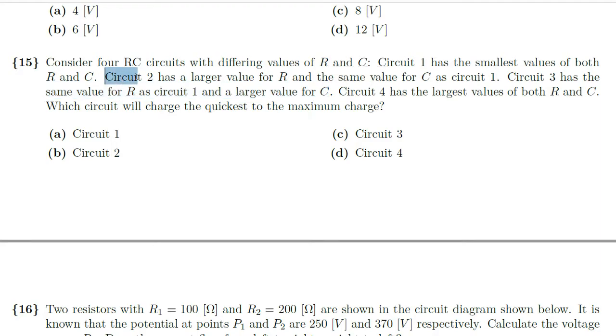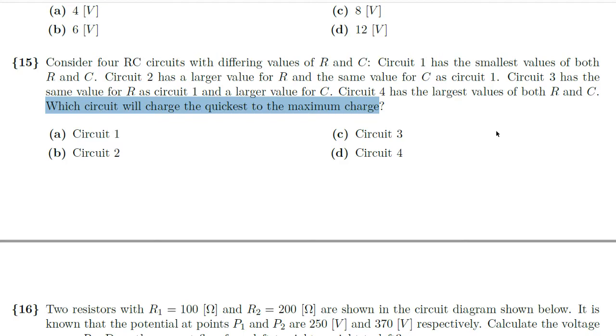So case 2 and case 3 are kind of intermediate cases. Circuit 4 has both the largest values of R and C. Okay, so actually the order that I listed it in is more or less the order from smallest to largest in a way. 1 is definitely the smallest everything, and 4 is definitely the largest everything. I'm asking, which circuit will charge the quickest to the maximum charge?